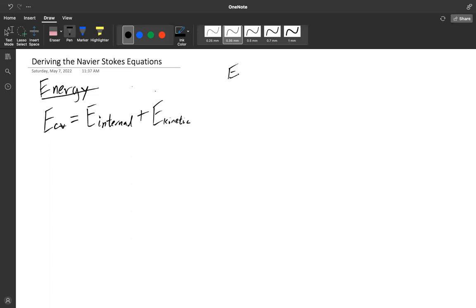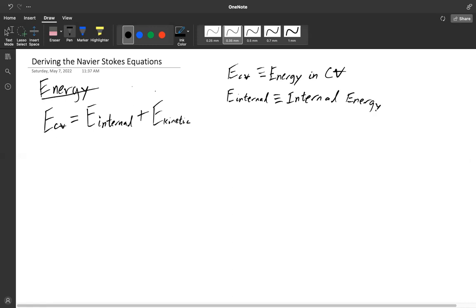And to note that E_CV is energy in control volume, E internal is internal energy, and E kinetic is the kinetic energy.